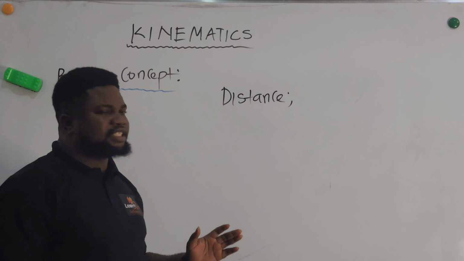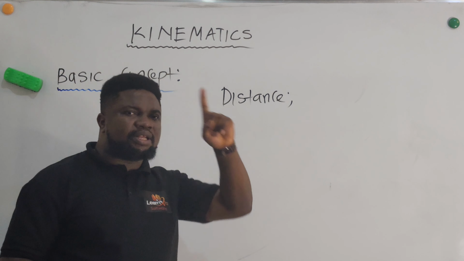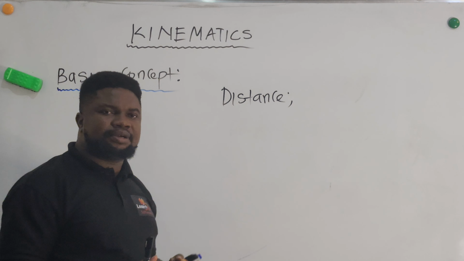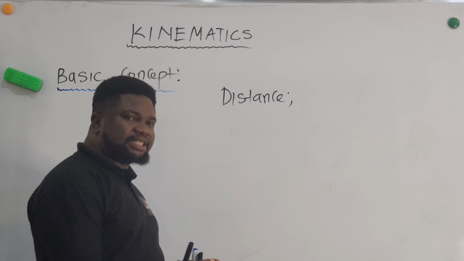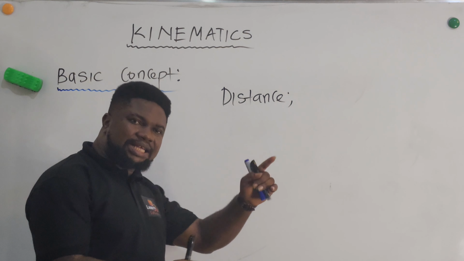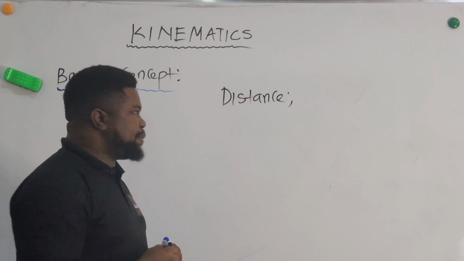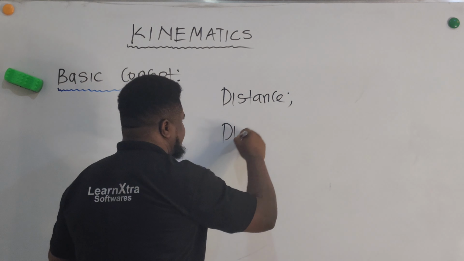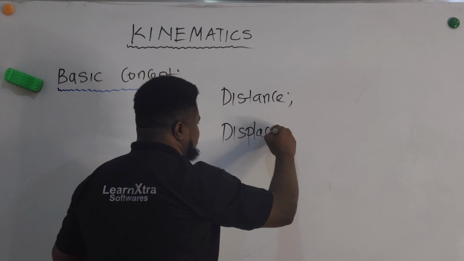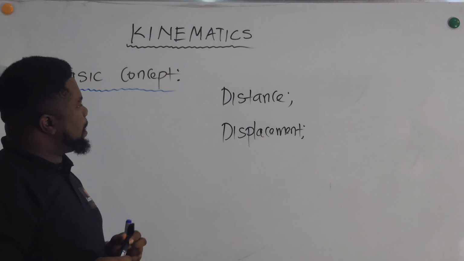Distance is the total length covered by an object, from when it started the motion till the end of the motion. That's your distance. People often confuse distance with displacement. Quickly, I will clear you on these two concepts.